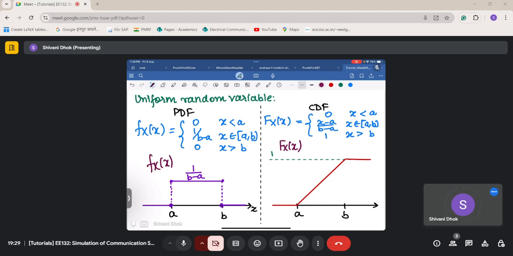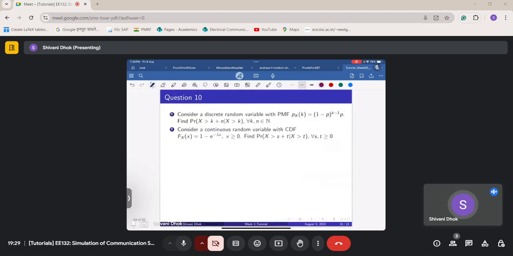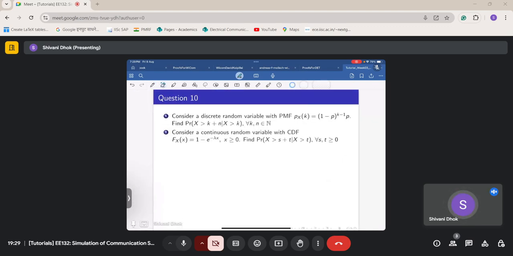Let me move on to the last question that I have planned to cover today. This is an interesting question and gives good insights, so I just wanted to take this up. It has two subparts, so let's focus on the first subpart first.